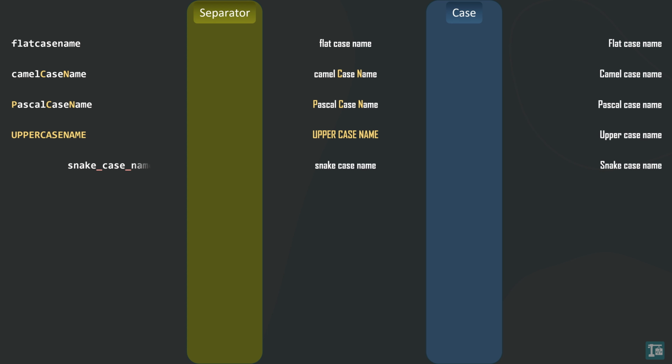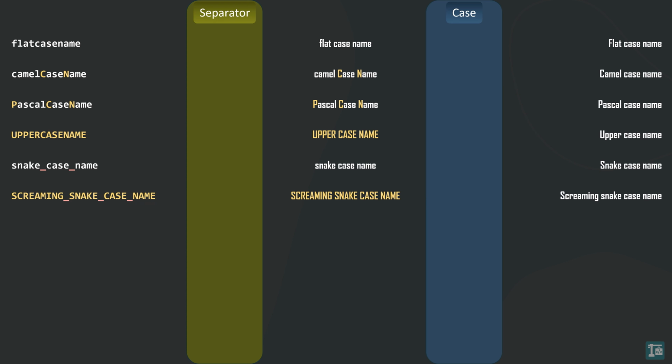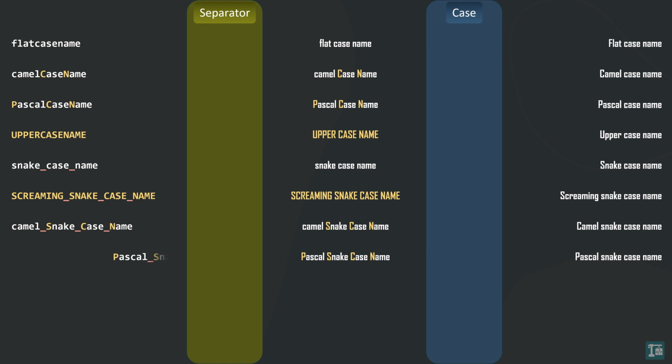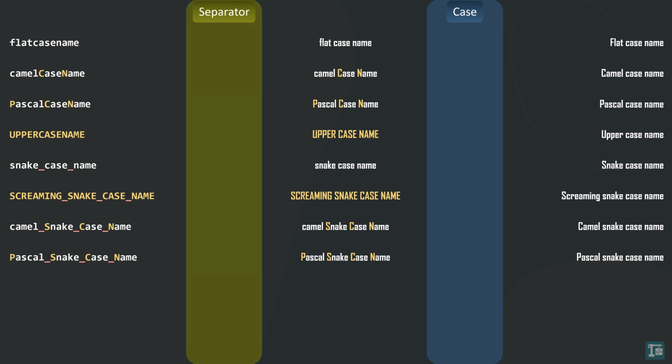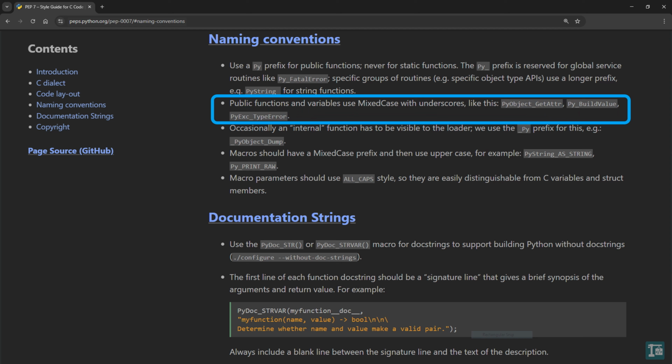Snake case. All lowercase with underscores separating words. Screaming snake case. Like snake case but fully uppercase. Camel snake case. A mix of camel case and snake case. Pascal snake case. A mix of Pascal case and snake case. Some projects, like CPython, even combine formats to create a unique naming style.